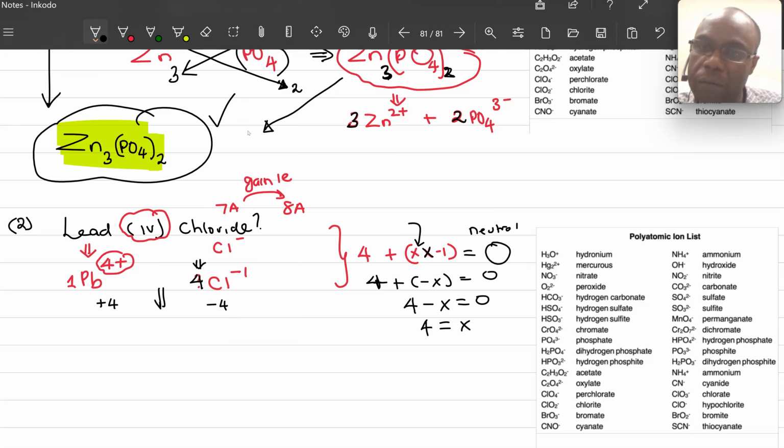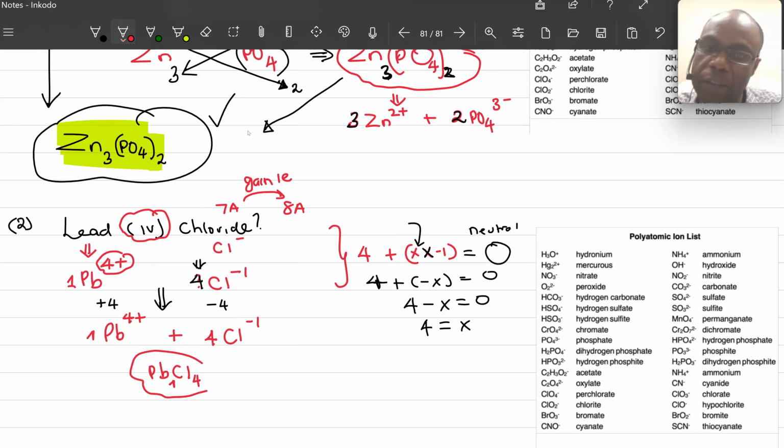So now we can conclude from here that we have 1 lead 4 and it's combined with 4 chlorides. Okay. So the formula of this can be taken just as PbCl4 because we need 1 Pb and 4 chlorides. That is one way to do this.